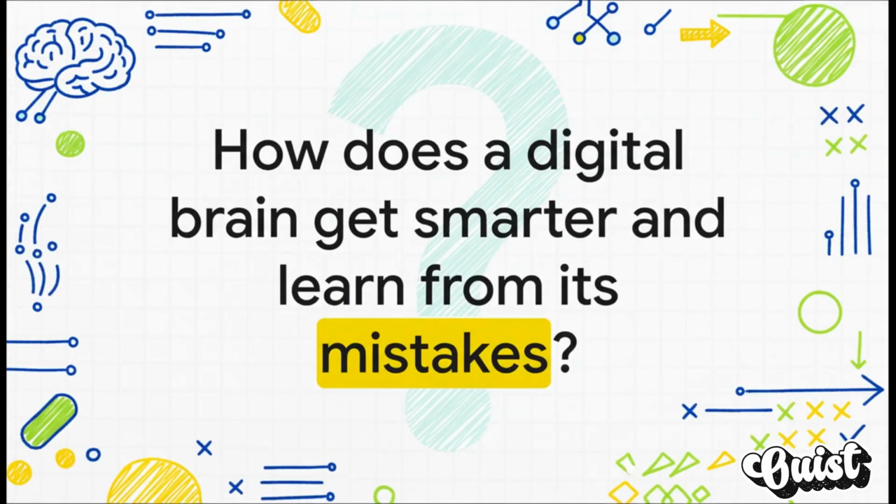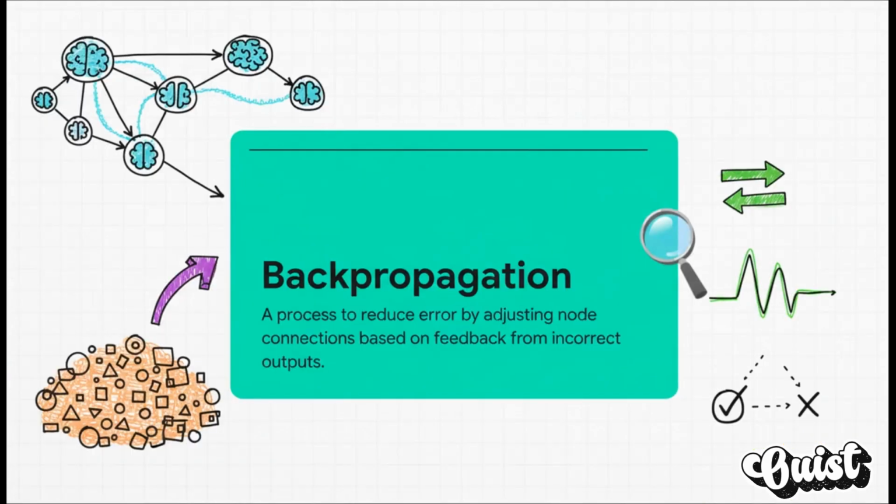So how exactly does this thing go from being a total blank slate to something that can actually do useful stuff? How does it get smarter? Well, just like us, it learns from its mistakes. A lot of mistakes. The secret is a process with a fancy name, backpropagation. But here's all it really is.